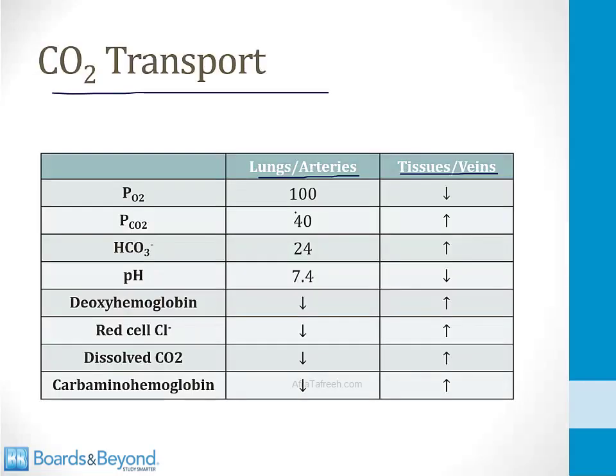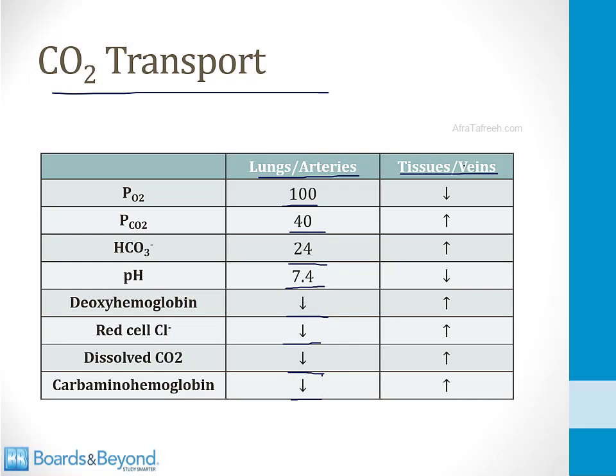So back to this table, in the arterial side of the body, the normal PaO2 is around 90 to 100, a normal PCO2 is about 40, a normal bicarb is about 24, and a normal pH is 7.4. In the arteries, the amount of deoxyhemoglobin is very low. That's because most hemoglobin is saturated with a molecule of oxygen. The red cell chloride content is low. That's because red cells aren't carrying a lot of carbon dioxide and aren't making a lot of bicarbonate. The dissolved CO2 content is low because blood has not yet gone through the tissues where it picks up CO2. And then finally, the amount of carbaminohemoglobin is also low.